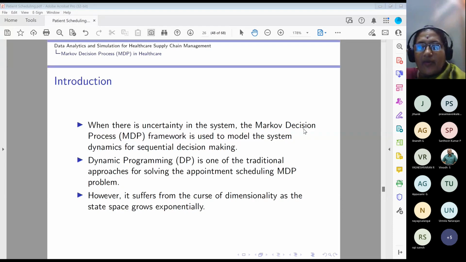But here I'm not bumping off patients or having any priority. In the next part, I'm going to talk about how I can introduce the priority customer also. Any other questions, please?